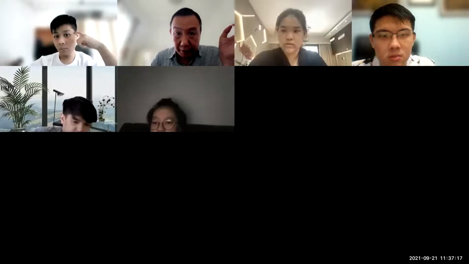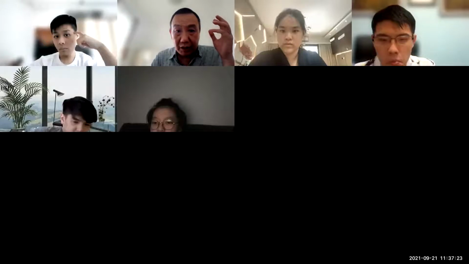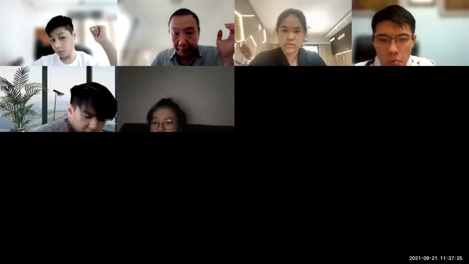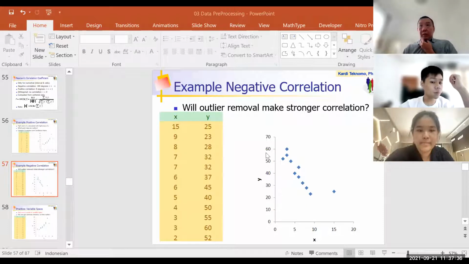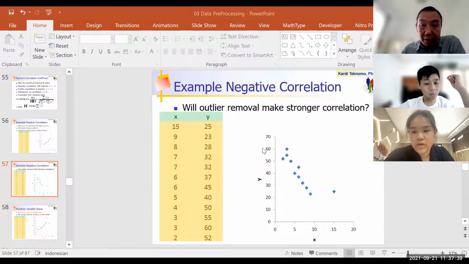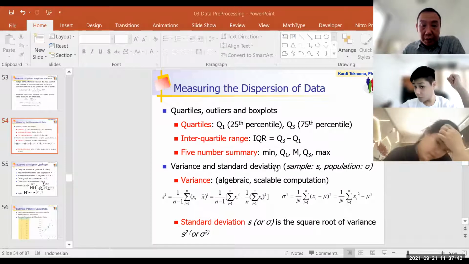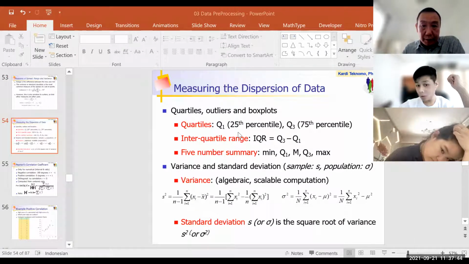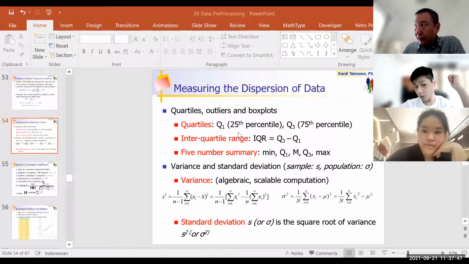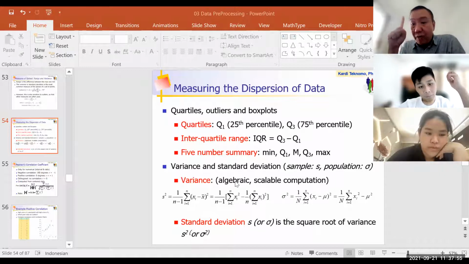And then last meeting, I explained two ways to see your data. If you have one variable, of course, this is what you will do, right? First you calculate the mean, variance and standard deviation, quartile, interquartile range, and so on. These are for when you have only one variable.